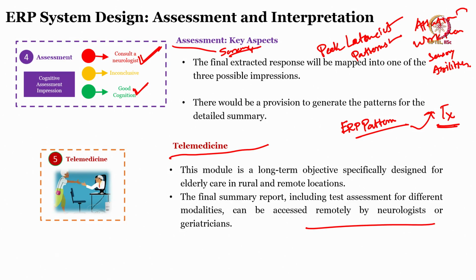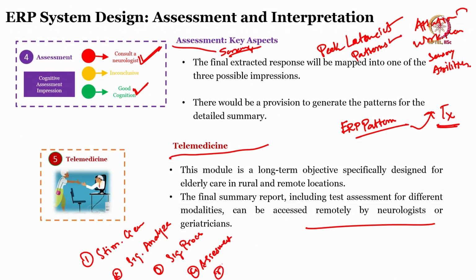So again, we have seen how many things. First is stimuli generation, that was the first module. Second was signal acquisition. Again, these are all very generic; you can think about any application and map it onto these fundamental blocks. Then signal processing. Fourth one is assessment, and finally telemedicine. Now this is an overall fundamental building block of any EEG ERP based experiment. Now let's see how quickly the entire thing looks.